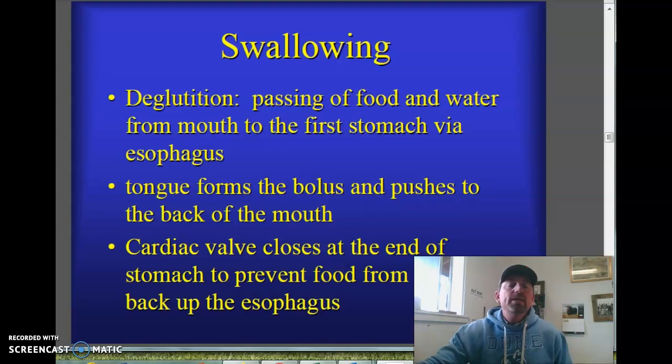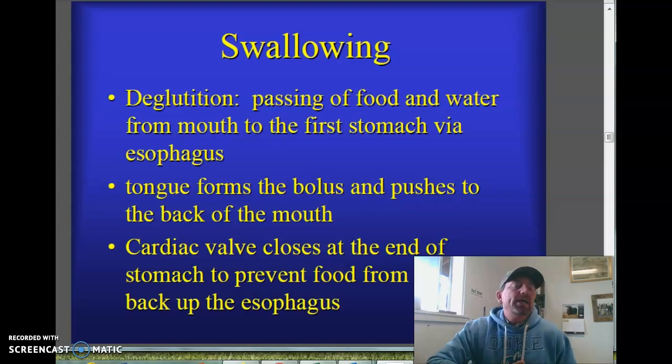So we will look at this cartilage because it's a cartilage flap that's starting into the esophagus, and it is the epiglottis. The tongue will create a bolus. It pushes it to the back of the mouth, and then the animal swallows. When they swallow, the epiglottis opens. Into the esophagus we go, and down the esophagus to our stomach.